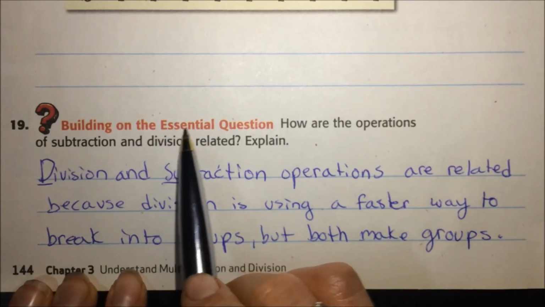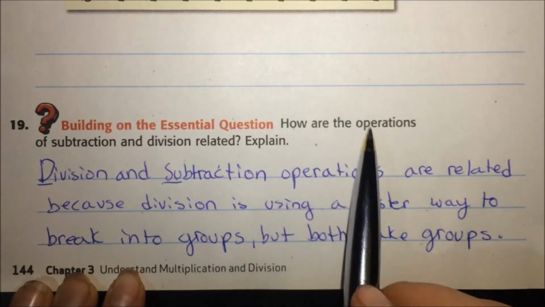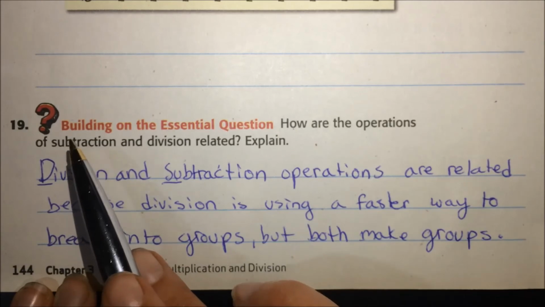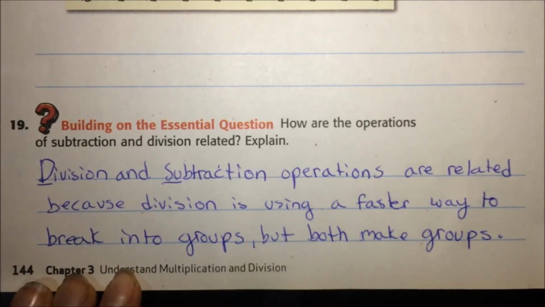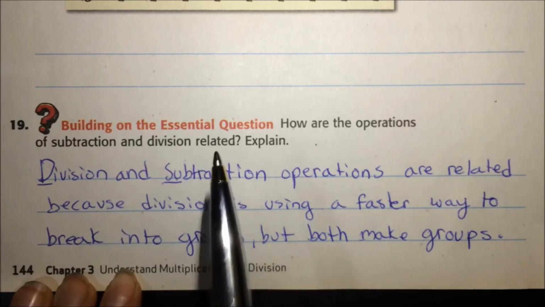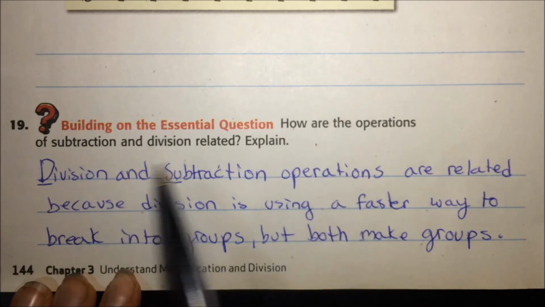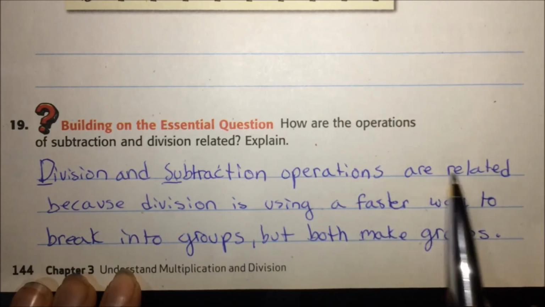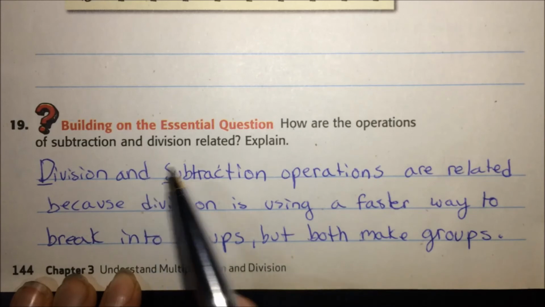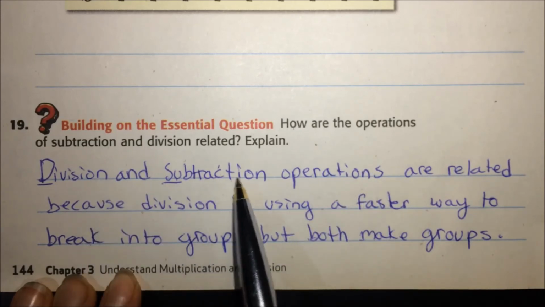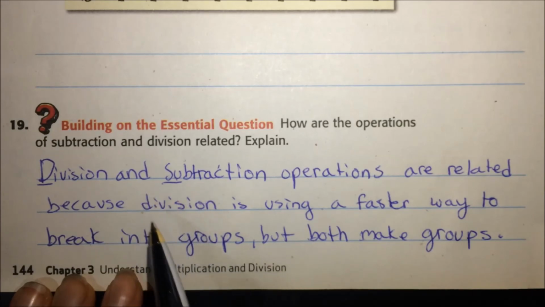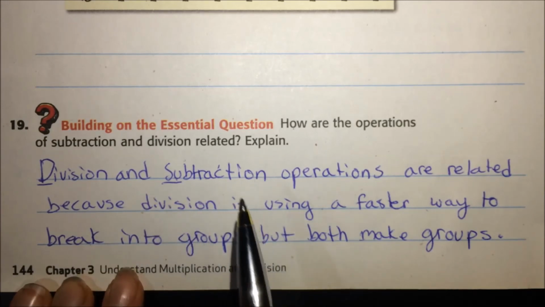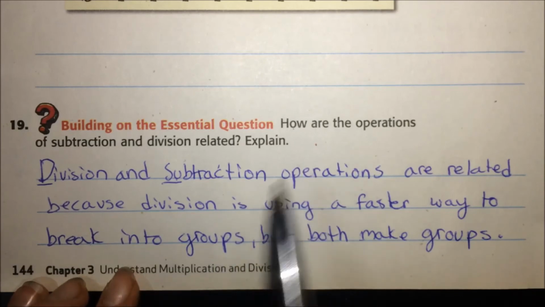It says, building on the essential question, how are the operations of subtraction and division related? Explain. So I wrote division and subtraction, making sure I answer the question, are related. I wrote it a little bit later, but it's there. Division and subtraction operations are related because, and this is what I wrote, you don't have to write this exactly, but I just want to help you out.